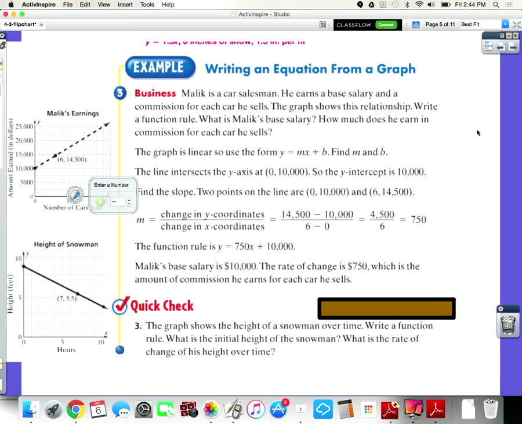That would be... you guys quietly glue it into your journal. So he's a car salesman. He earns a base salary. It doesn't say how often. So he earns a base salary and he also earns commission on every single car that he sells.